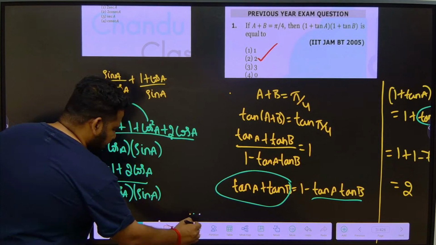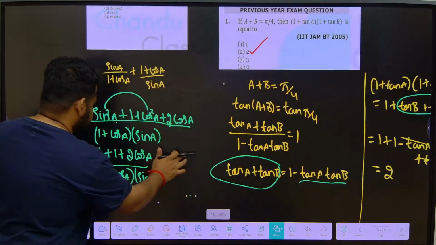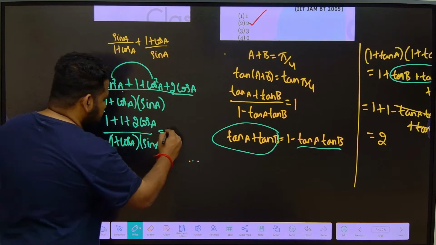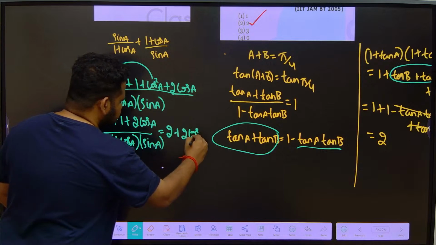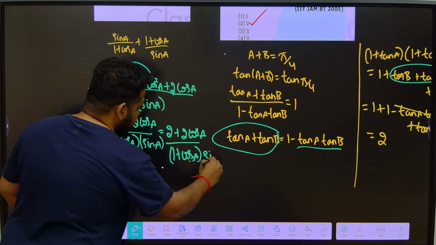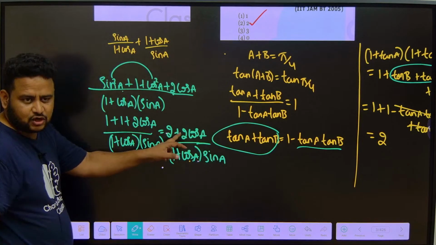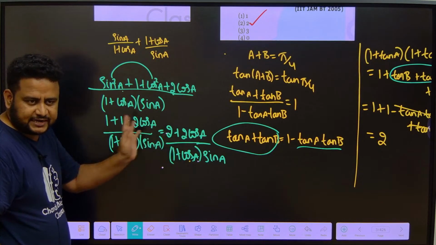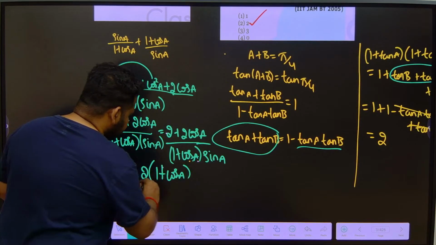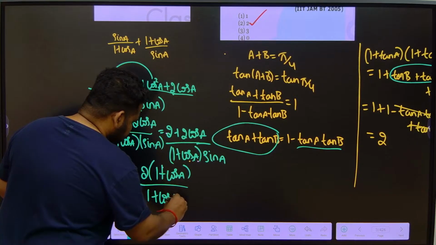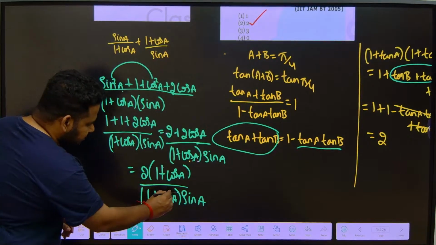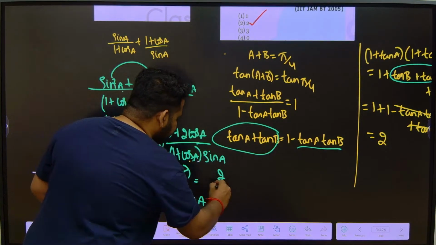Now, observe this carefully. So, what do I have here? 1 plus 1, 2. I can write it here: 2 plus 2 cos A divided by 1 plus cos A into sin A, correct? Now, in the numerator what is common? 2 is common. If it is common, I can take it out. So, this will become 2 into 1 plus cos A by 1 plus cos A into sin A. What can I cancel here? 1 plus cos A, 1 plus cos A I can cancel. So, I will be left with 2 by sin A.